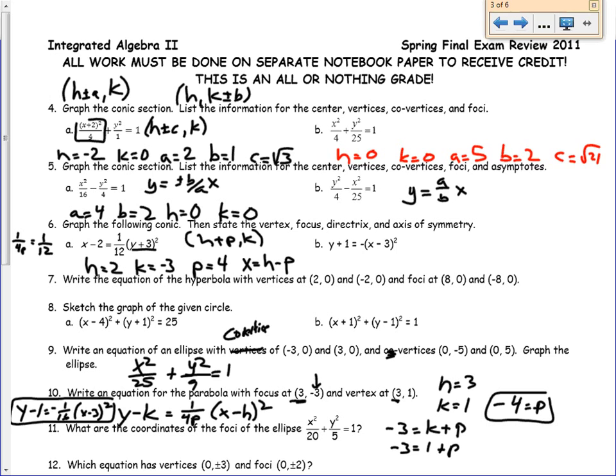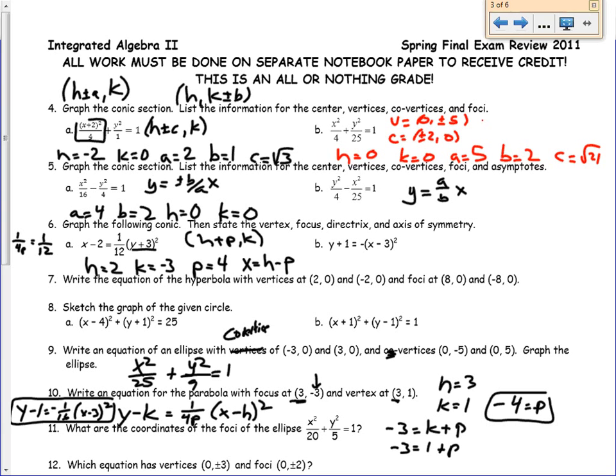So this thing asks for your vertices and co-vertices. Your vertices become K plus or minus A, so that would be (0, 5) and (0, negative 5). If that's your vertices, then your co-vertices go the other way. So your co-vertices are H plus or minus B, which is plus or minus 2, 0.